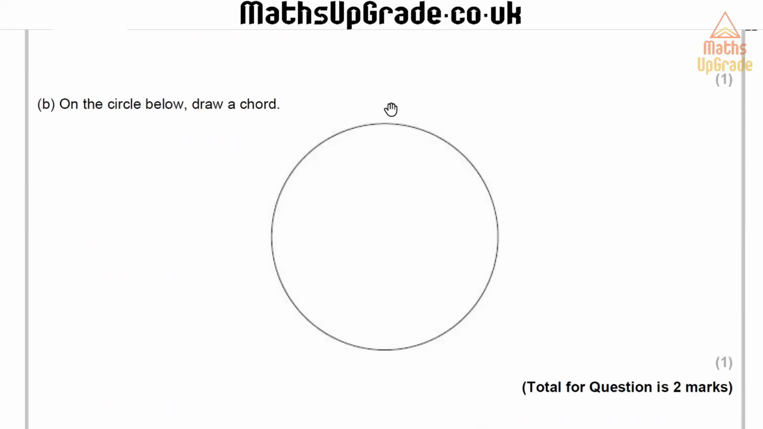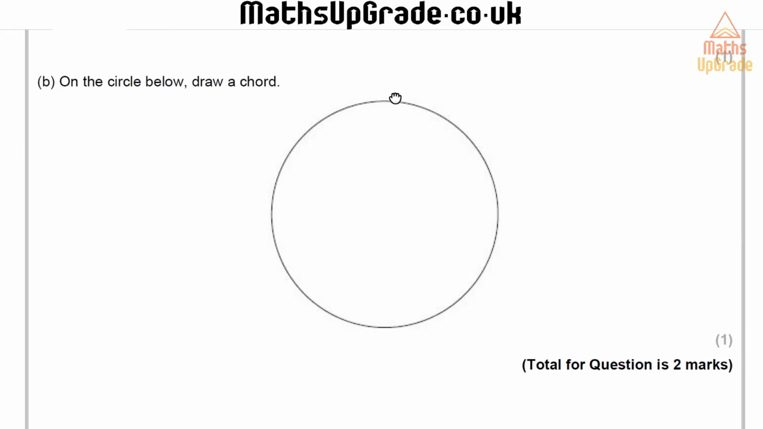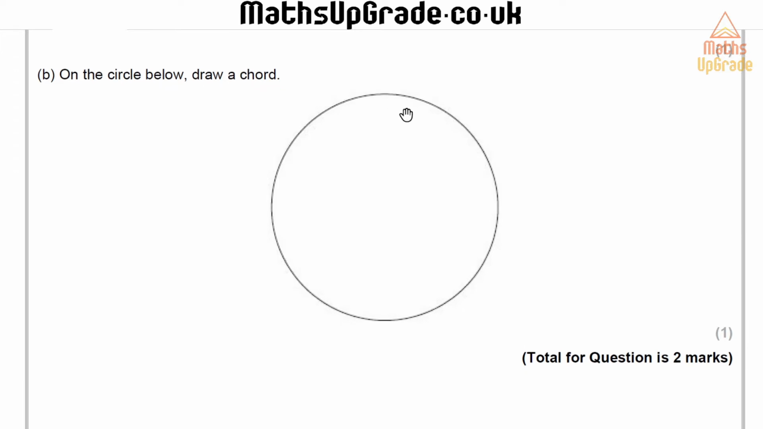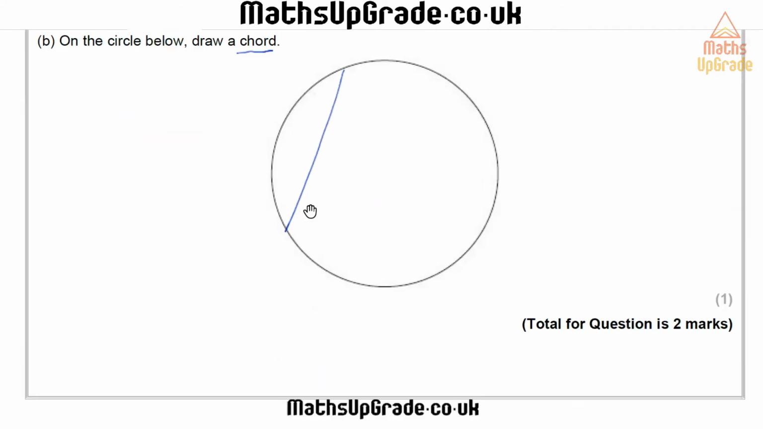The second part of this question. Okay, part B, you have to draw a chord. Okay, so draw a chord here. Again, use a pencil, and this time use a ruler, and a chord goes from edge to edge, okay, but not through the middle. So a chord would be something like that. So the whole question there is 2 marks.